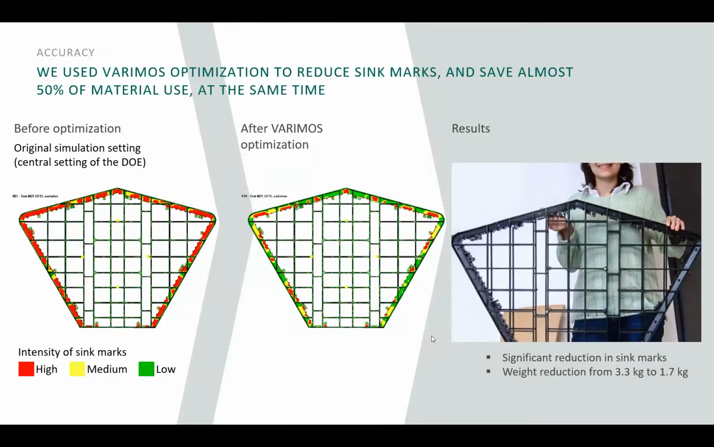A really interesting and cool use case of the Varimos optimization is reducing sink marks and saving on material use as well. So we're reducing the number of iterations we need to go through in the process, and we're reducing the amount of waste material. Before optimization, you can see all of the areas of high sink marks around this really large part, compared to after the Varimos optimization, which has greatly reduced these sink mark areas. So there's a massive reduction in the use of material here, and also in the problematic areas.